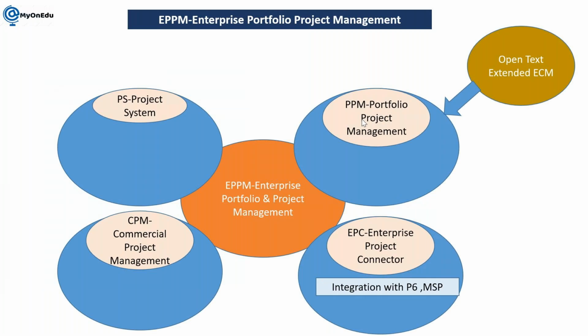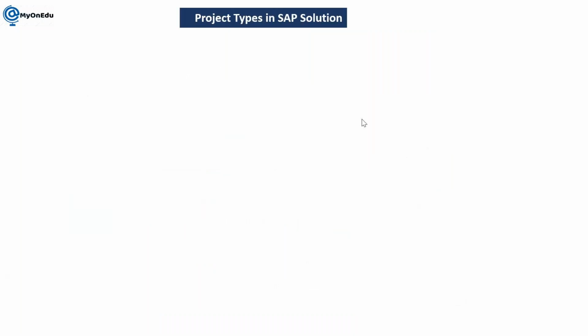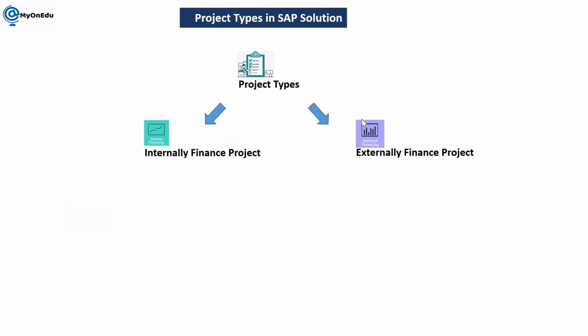Okay, let me just jump here. So now, project types. When we are going to learn SAP Project System, first we need to understand the project types. Here we have majorly two types of project: one is the internally financed project, another is the externally financed project. Internally financed project has to be financed internally by the organization.